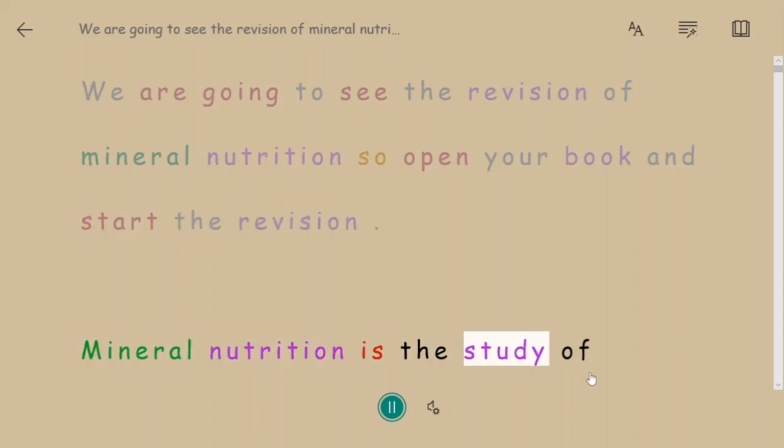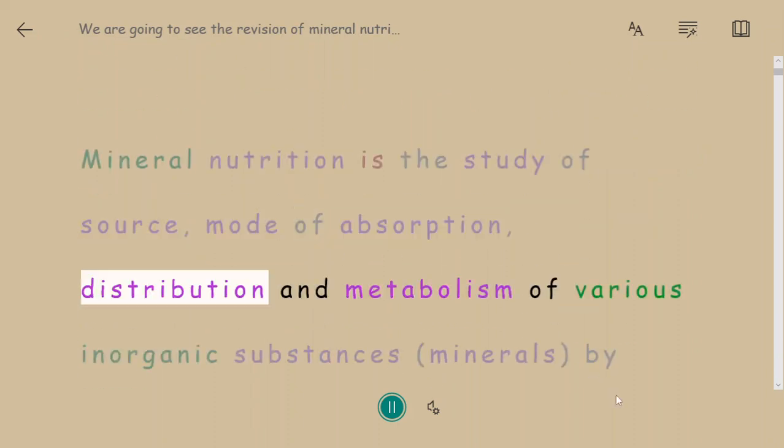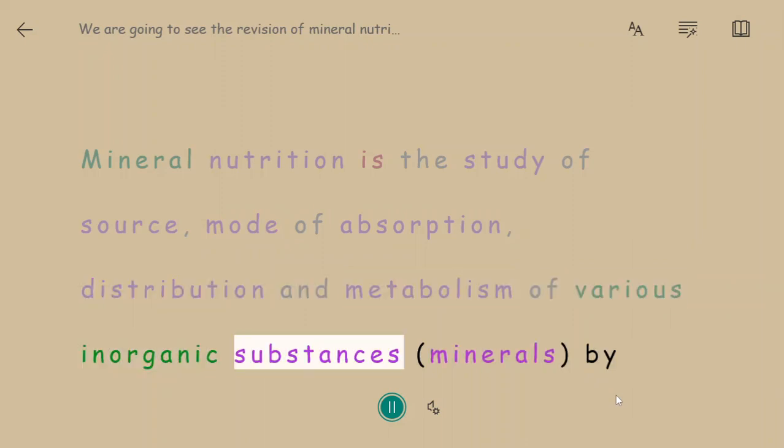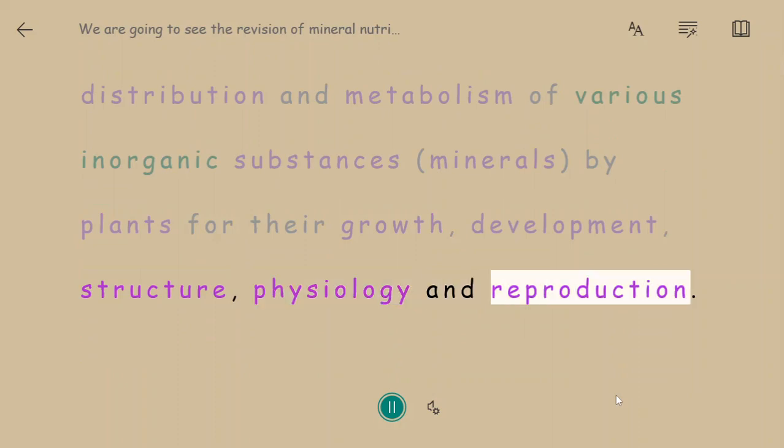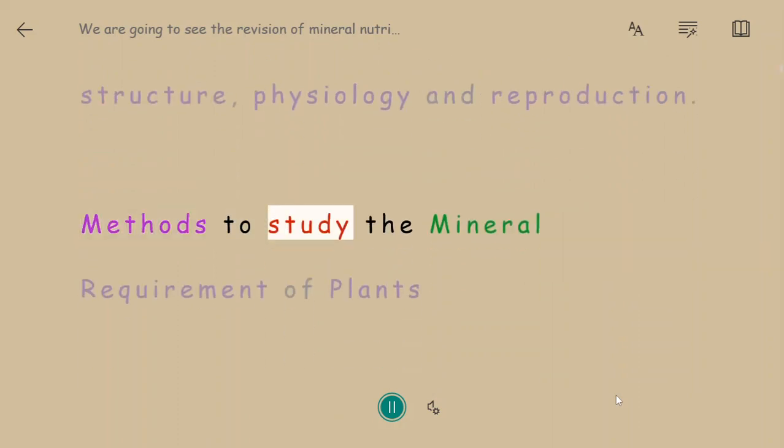Mineral nutrition is the study of source, mode of absorption, distribution and metabolism of various inorganic substances, minerals, by plants for their growth, development, structure, physiology and reproduction. Methods to study the mineral requirement of plants.